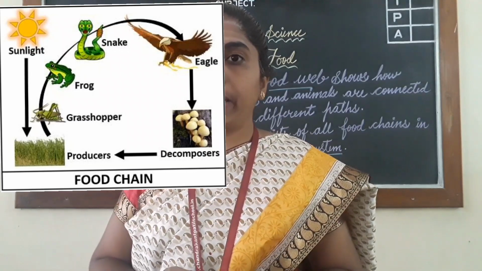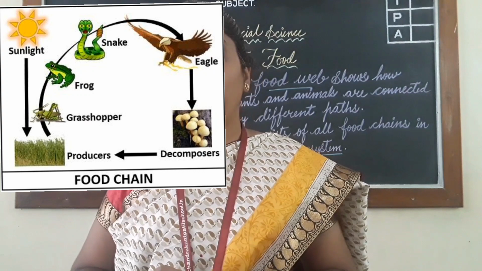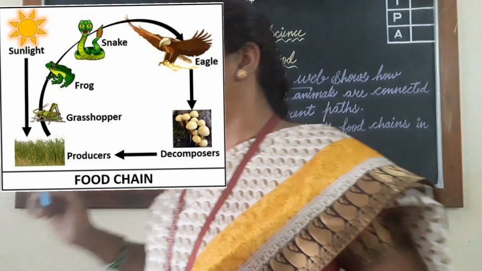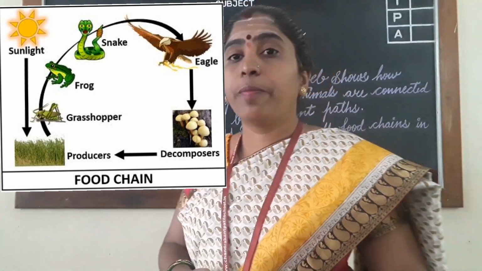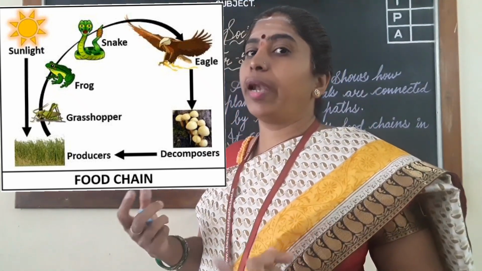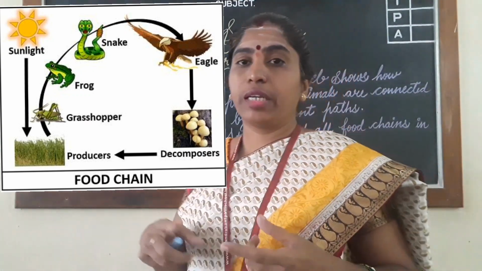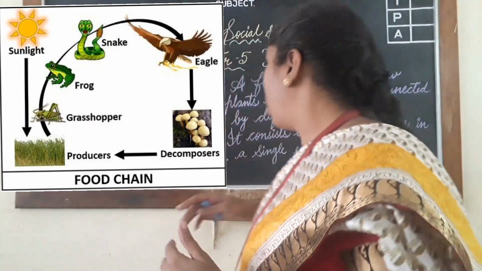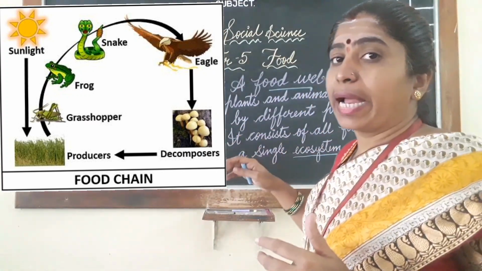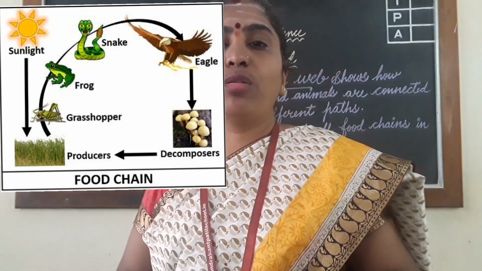I hope it's clear. In this chapter you learned about the food. Okay, so here you learned about the food chain, which is a single path of the living organisms connected to plants. The next, food web. It is a path involving different paths involving plants and animals. This is all about the food web and food chain.